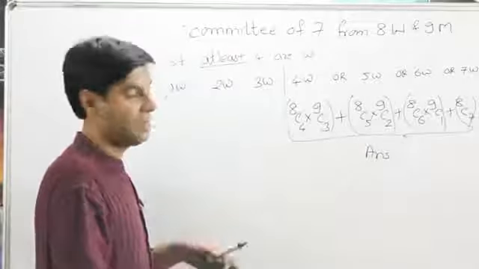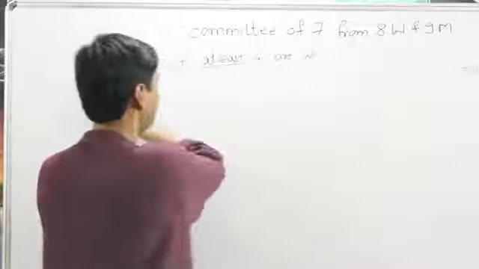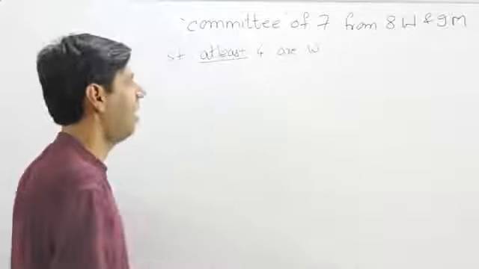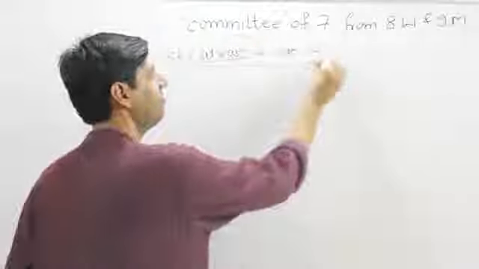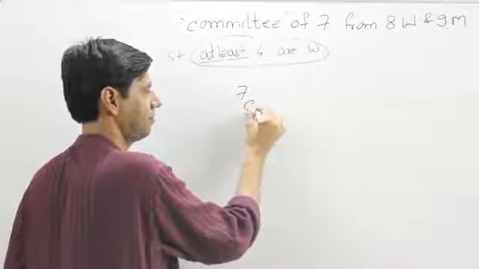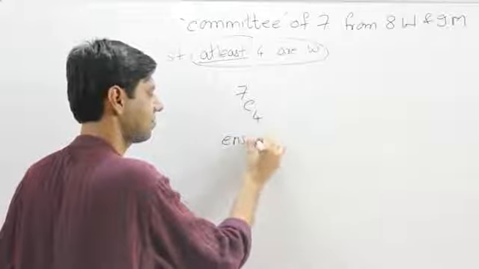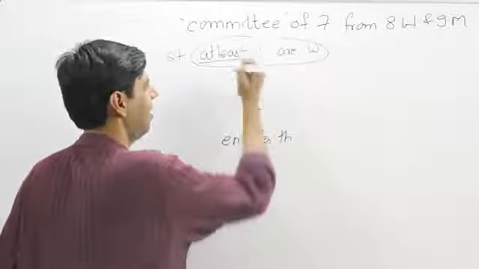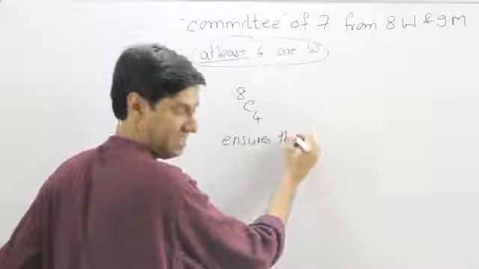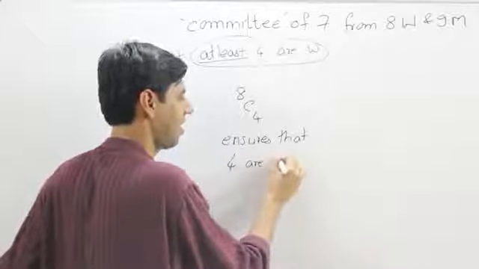A classic way that some intelligent or very curious student could try: at least 4 are women. So out of 7, let me select 4 women. Out of 9, select any 4 women. This ensures that 4 are women.